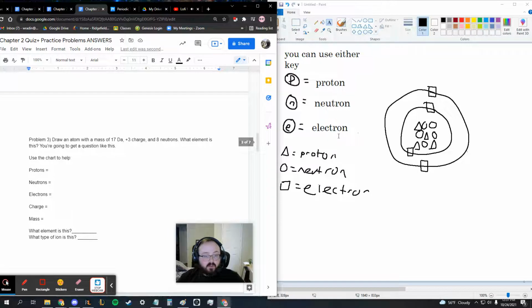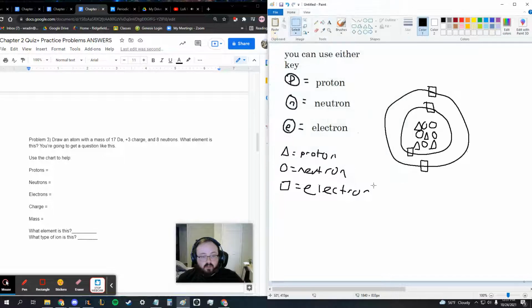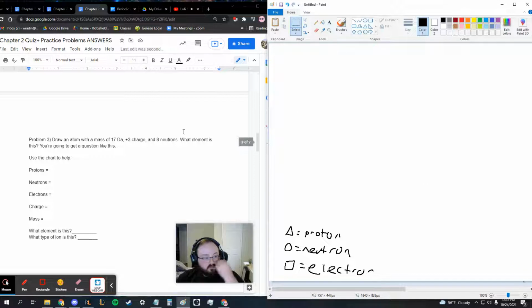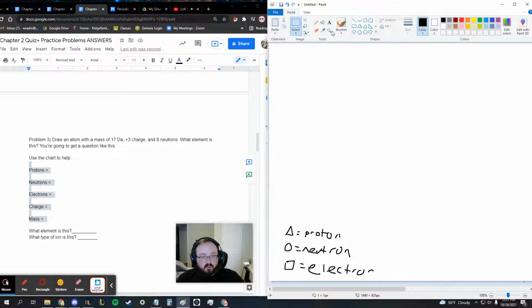Now it's when we get a little bit more complicated. So let's create a... I'm actually going to use this same key here. And I'll tell you, you can use the same key throughout the rest of it. I'm just going to use this key for simplicity's sake. So when I give you a chart to help you, you're going to get a chart like this.